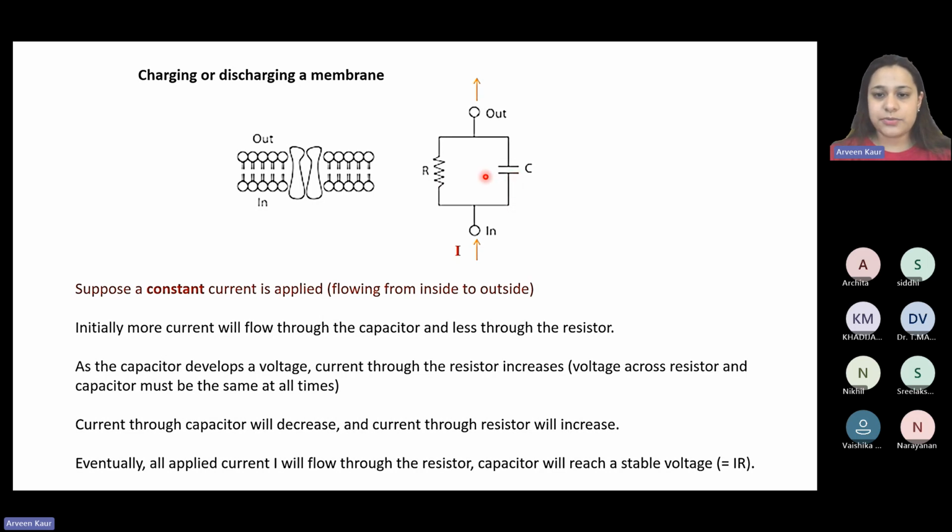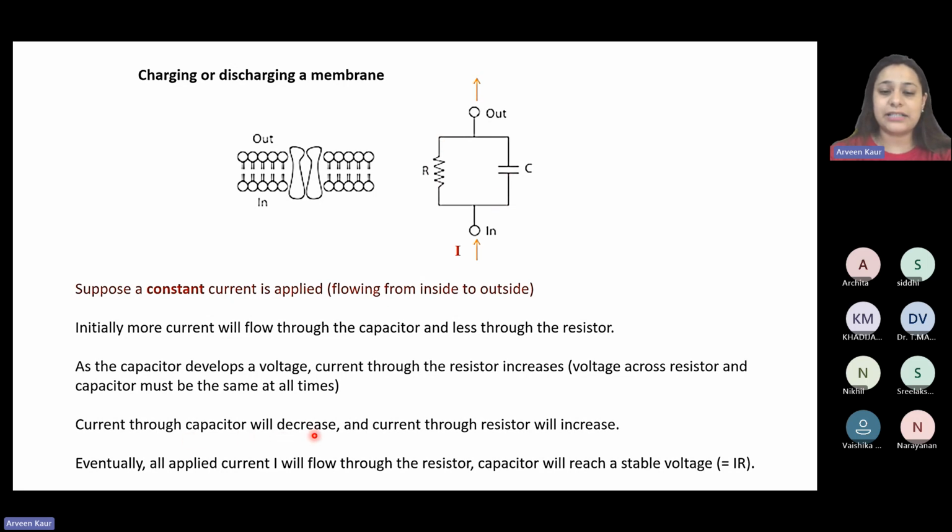What will happen? Charge will start accumulating on this capacitor, right? So initially more current will flow through the capacitor and less through the resistor. As the capacitor develops a voltage, current through the resistor increases. So as it accumulates charge over here, voltage will also start forming, right? After voltage starts forming over here, this has some voltage and this has zero voltage. So now current will start flowing through the resistor. It will change its path, right? So some current will flow from here, some will flow from here.